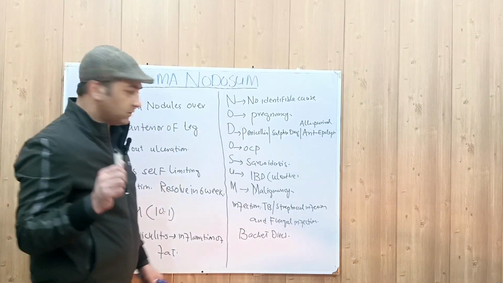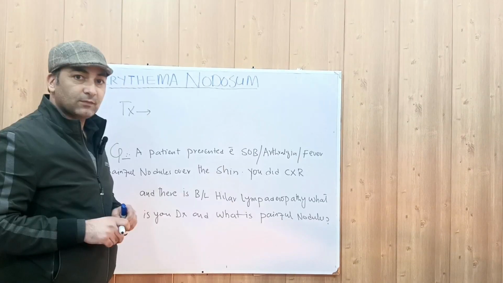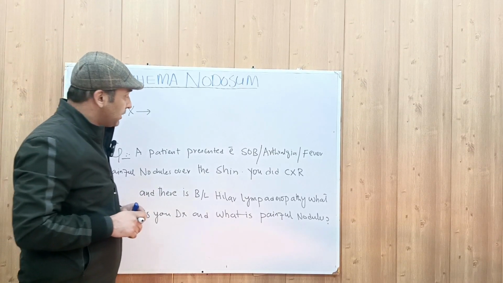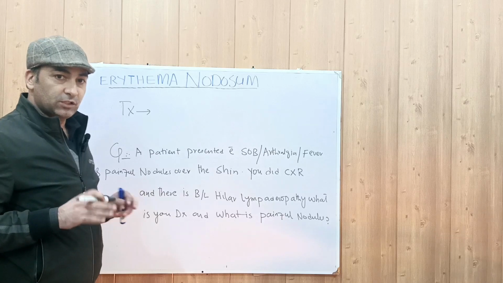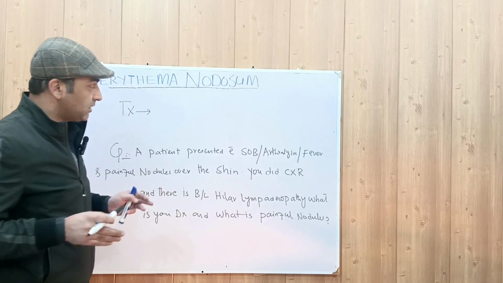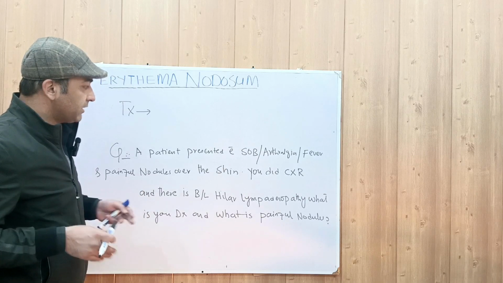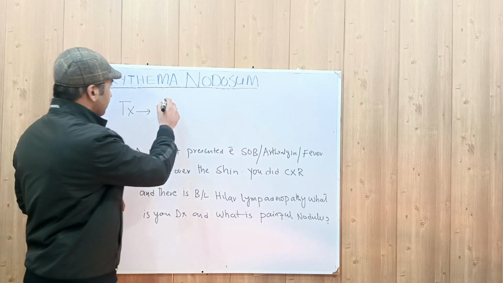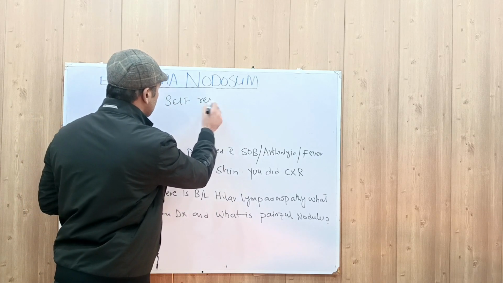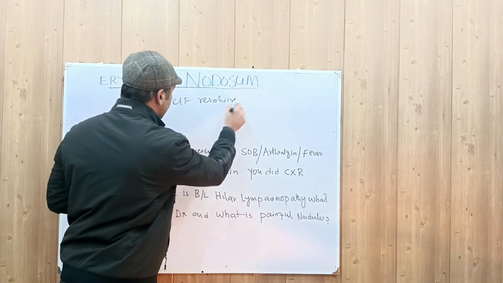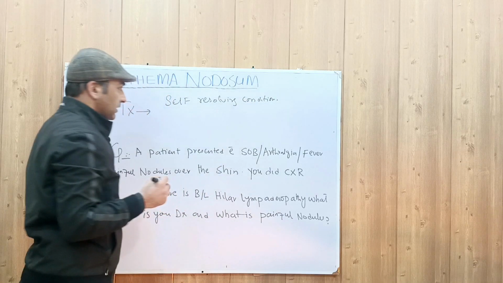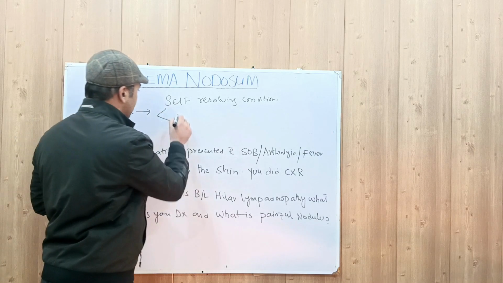Treatment of erythema nodosum. Now, what is the treatment? As we have already discussed, erythema nodosum is a self-limiting condition and it usually resolves in 6 weeks, but it may recur. So it is a self-resolving condition. But for pain, you can give NSAIDs.